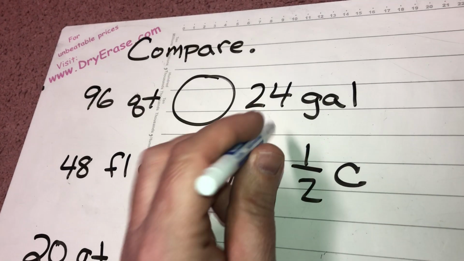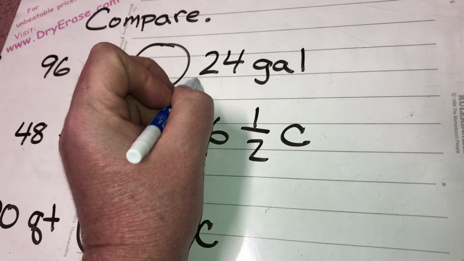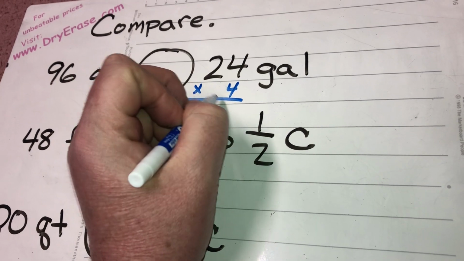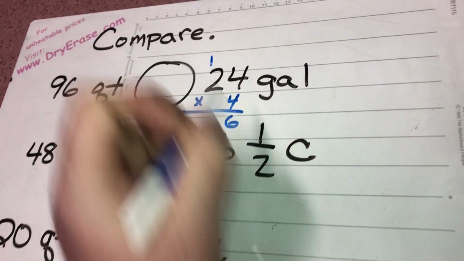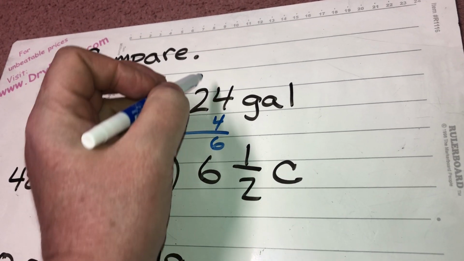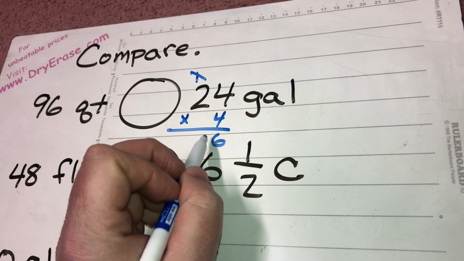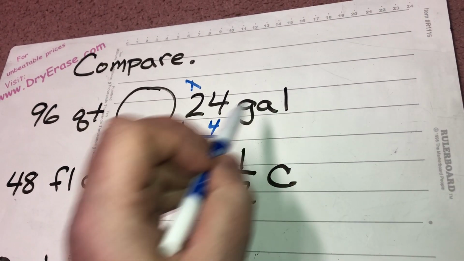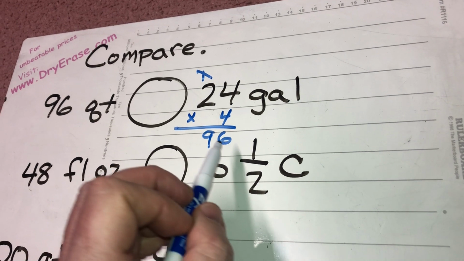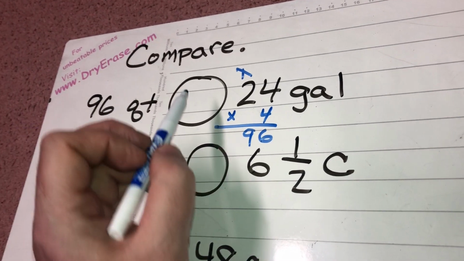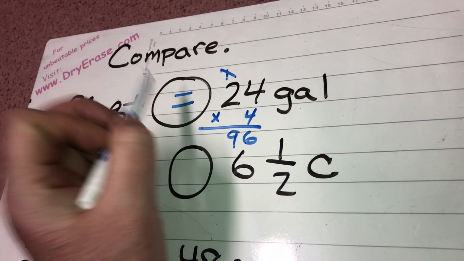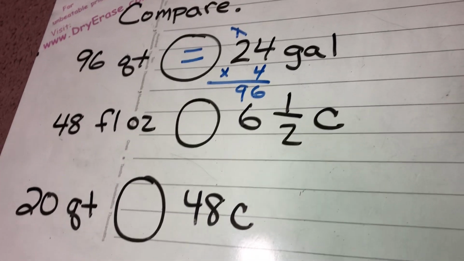So I would have to do 24 times 4. Well, 24 times 4. 4 times 4 is 16. Put the 6 down, carry the 1. 4 times 2 is 8. Plus 1 is 9. So it looks like 24 gallons is the same as 96 quarts. Well, that's what I have here. 96 quarts. So it looks like those two are equal.